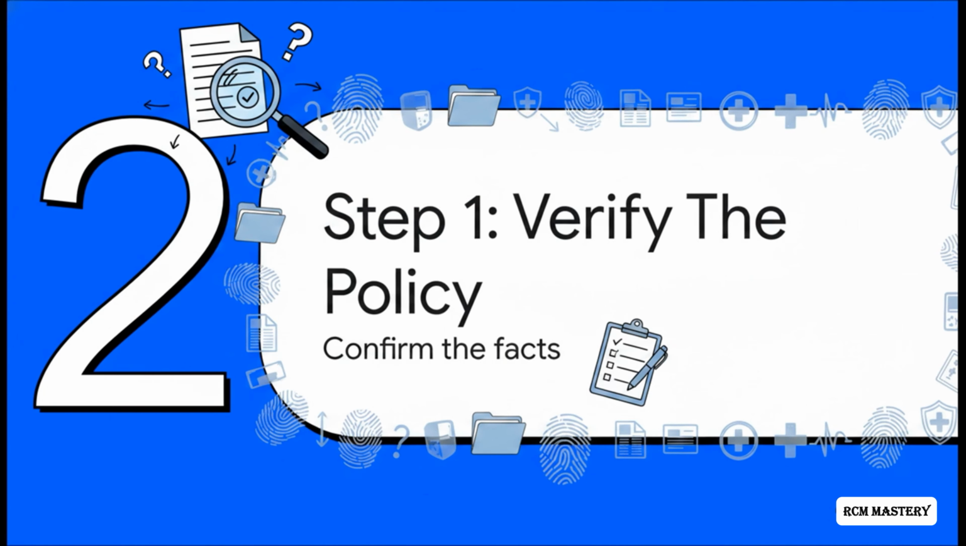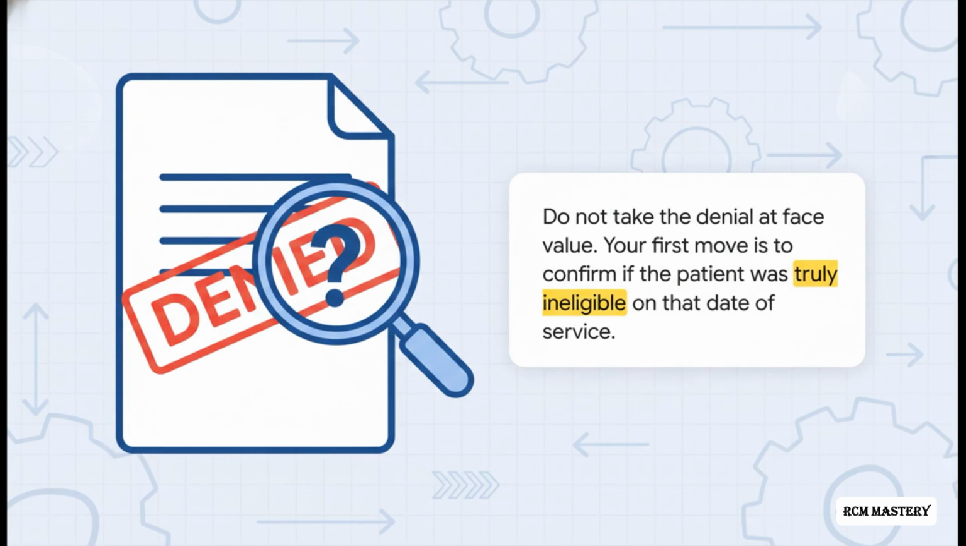And that brings us right to our first real action item: verify the policy. Before you do anything else, you've got to put on your detective hat and just confirm the facts of the case. Seriously, do not just take the denial at face value. We all know mistakes can happen. The most important thing here is that your first move is always to double-check if the insurance carrier is even correct. Was the patient actually ineligible on that date of service? You have to know for sure.